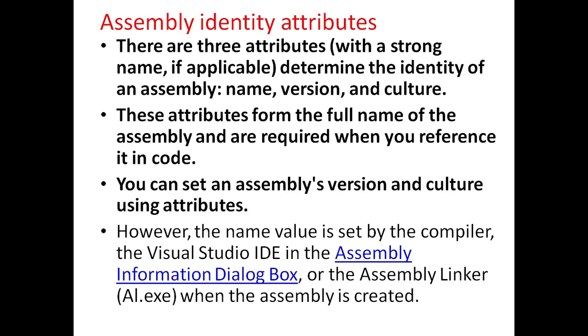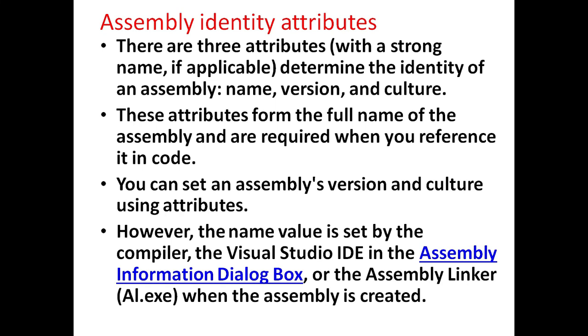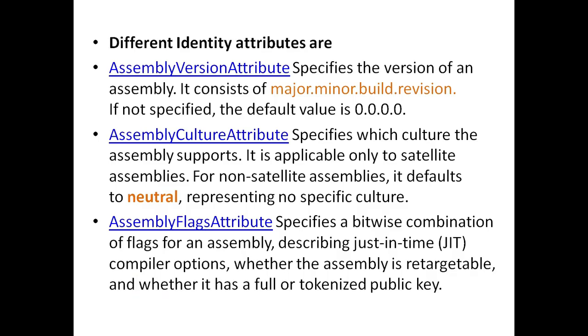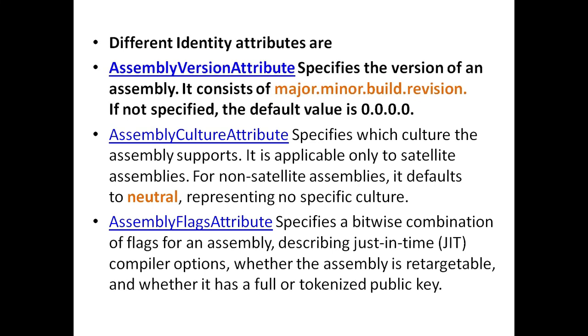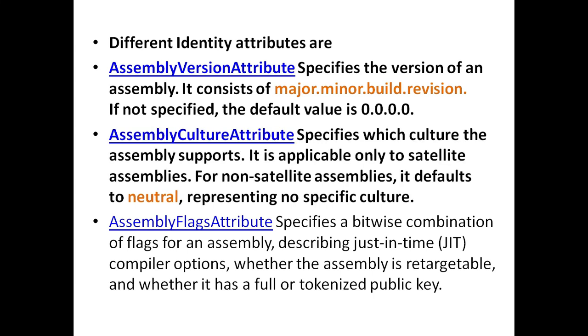You can set an assembly's version and culture using attributes, but the name value is set by the compiler, the Visual Studio IDE in the assembly information dialog box, or the assembly linker when the assembly is created. Different identity attributes are assembly version attributes, which specifies the version of an assembly. It consists of major.minor.build.revision. If it is not specified, the default value is 0.0.0.0. Assembly culture attribute. It specifies which culture the assembly supports.